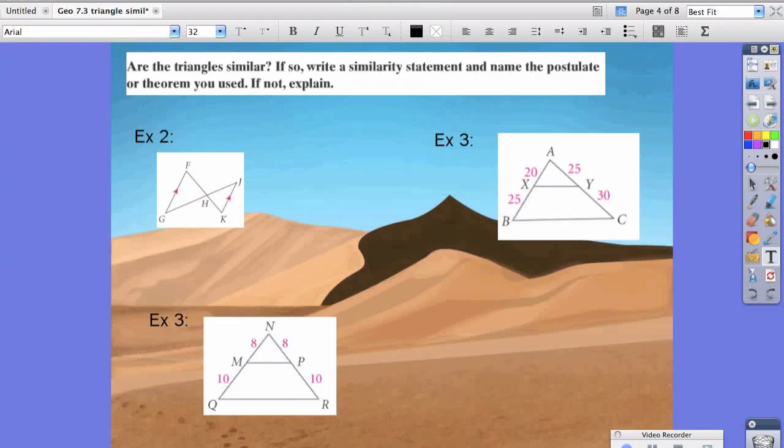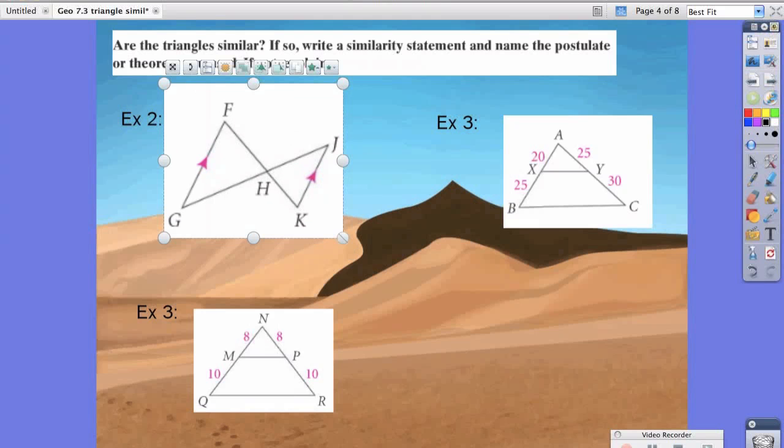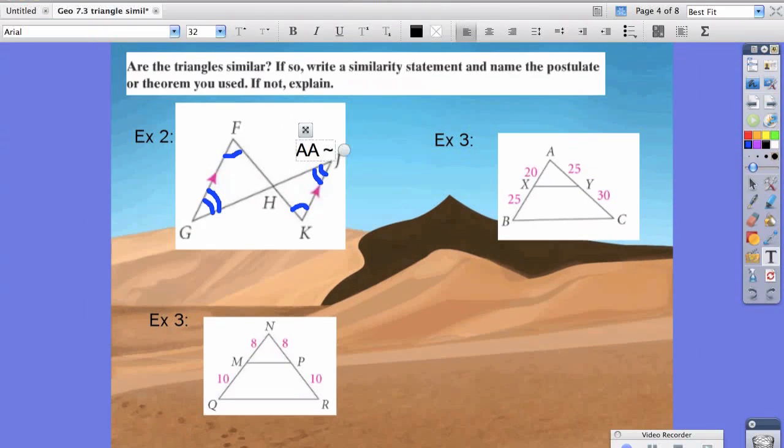Let's try another example. In example 2, it mentions, are the triangles similar? If so, write the similarity statement. So let's look at example 2. We're going to enlarge it really quick just to make it a little easier to see. Notice how it states that we have two lines that are parallel. So let's start with what we know. Because these lines are parallel, then we know that this angle and this angle are congruent because of alternate interior angles. But with that said, we also know that these two angles are congruent because of alternate interior angles. Therefore, these triangles must be similar because of angle-angle similarity.